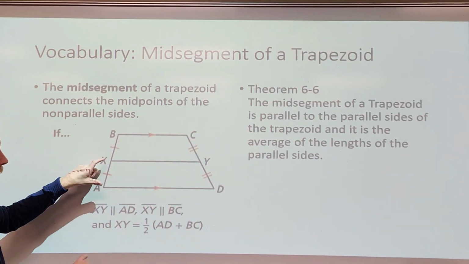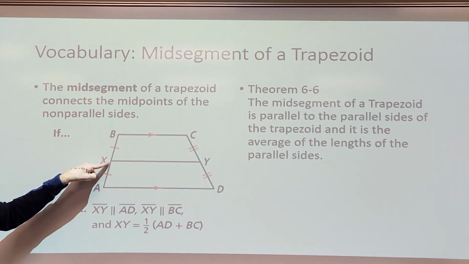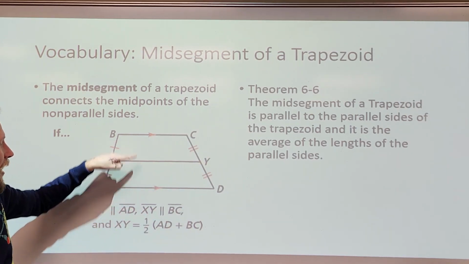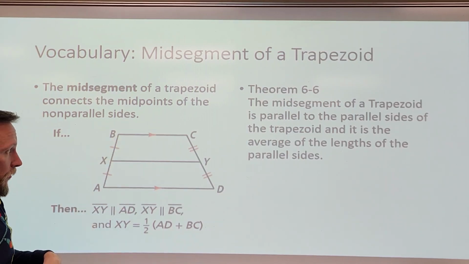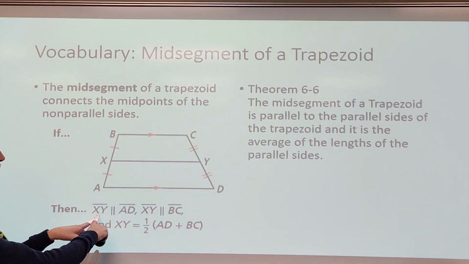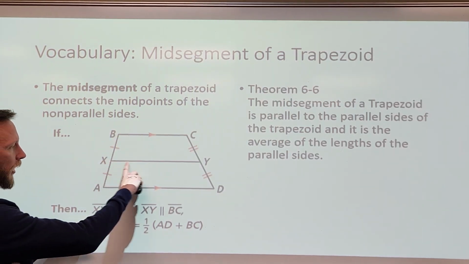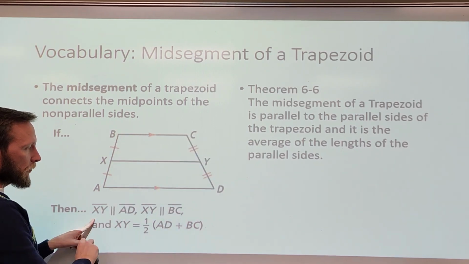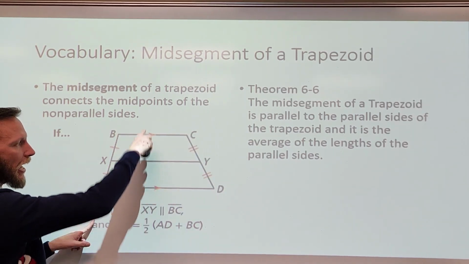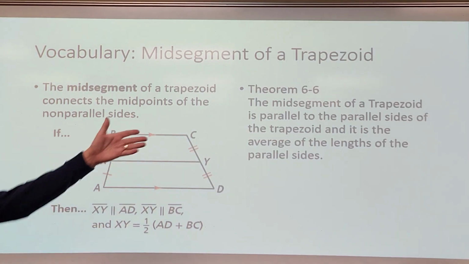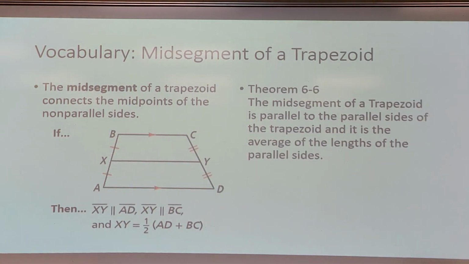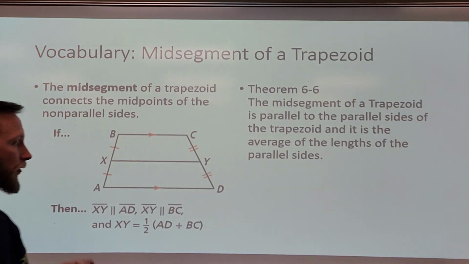So if we have a trapezoid, what we're going to find out is that the measure of this segment is actually the average of the lengths of the parallel sides. All right, so kind of an interesting fun fact. XY is parallel to both of them, and it is the average of the lengths, 1/2 times the sum of their lengths. That is theorem 6.6. The midsegment of a trapezoid is parallel to the parallel sides of the trapezoid, and it is the average of the lengths of those parallel sides.